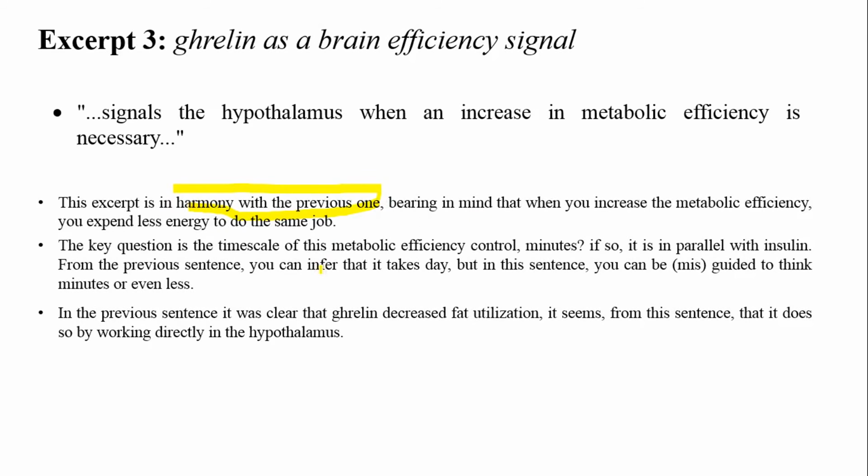The key question is the time scale of this metabolism efficiency. Minutes, if so? It's not very clear in the paper. If it's a matter of minutes, we have a hormone that works in the same time scale as insulin. Otherwise, you have a hormone that works on the same time scale as leptin.